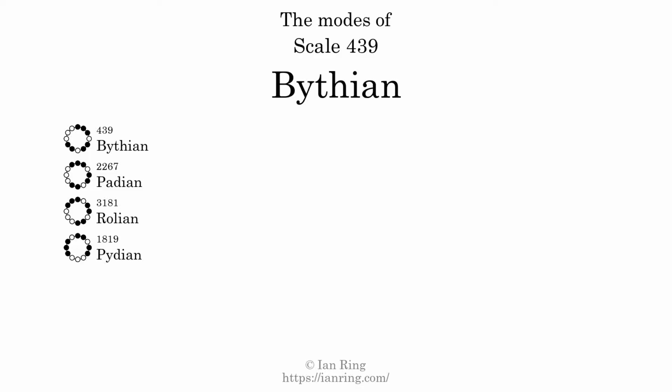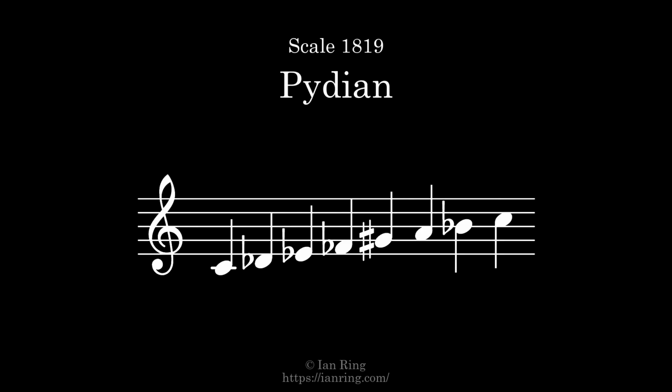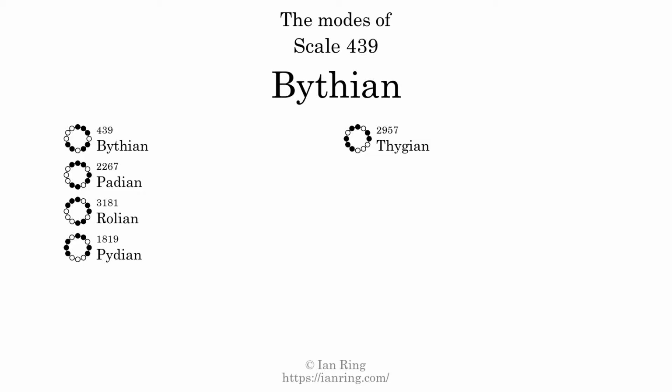The fourth mode is scale 1819, also known as Bythian. It sounds like this. The fifth mode is scale 2957, also known as Bythian. It sounds like this.